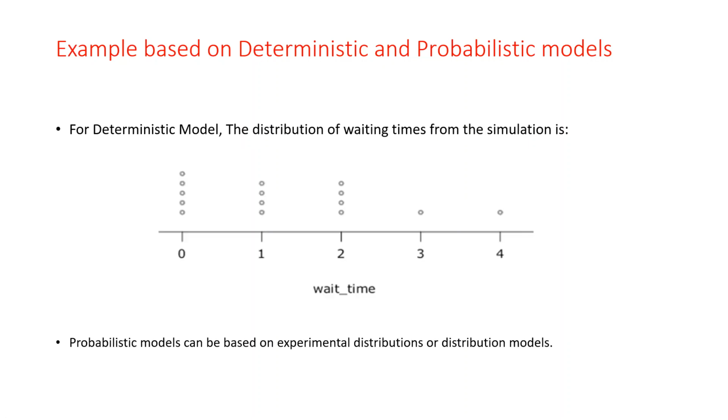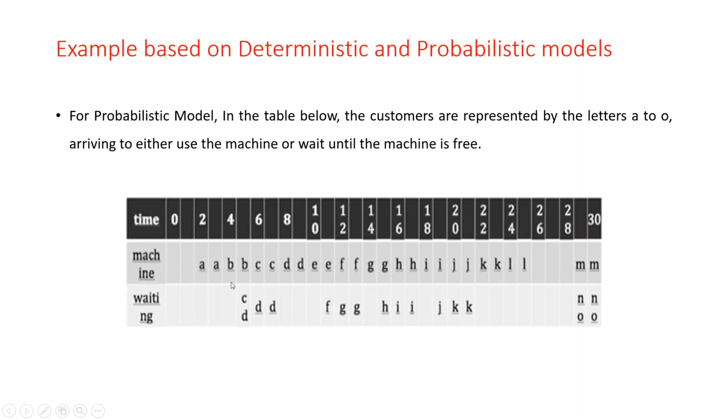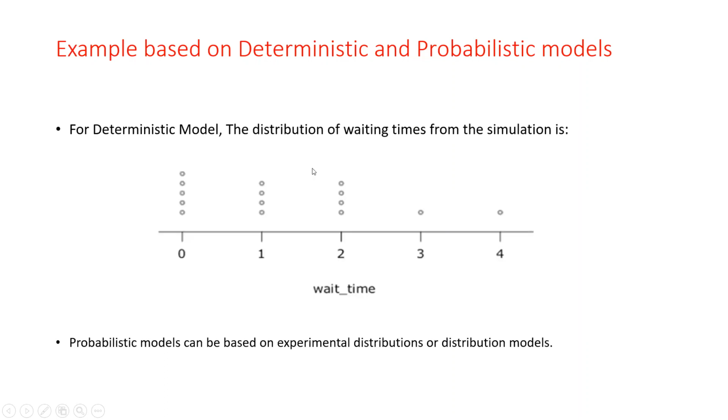But in a deterministic model, so how the simulation is taken here: 0, 1, 2, 3 and 4. So this is a simulation. Okay, so waiting time and machine, we have a simulation here.